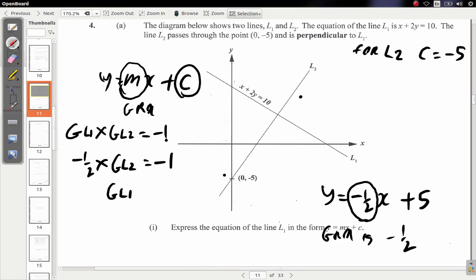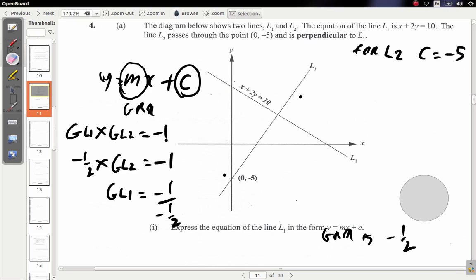So the gradient of L2 equals -1 over -1/2. You have to remember how you deal with that, when you have a number over a fraction. Alright, let me rub out this thing here. We want this space. We know the gradient of L1 is -1/2 already.